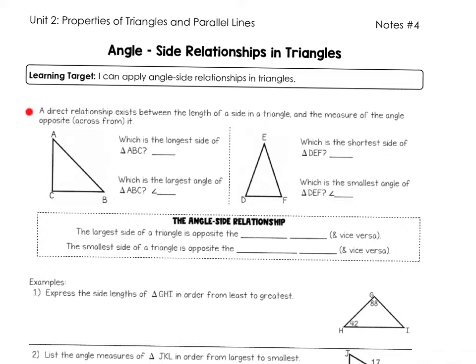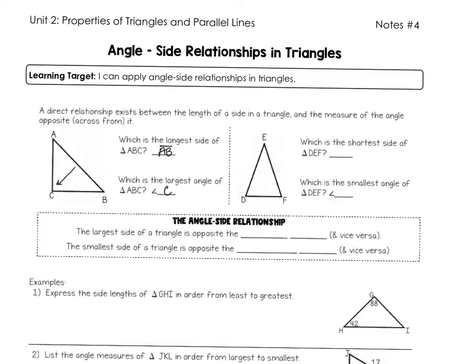So we know that a direct relationship exists between the length of the side in a triangle and the measure of the angle opposite or across from it. If we're looking at these pictures, the longest side of triangle ABC looks like it's this one right here. It's side AB. So that means the largest angle in this triangle is going to be the angle right across from it, and the angle opposite that is angle C.